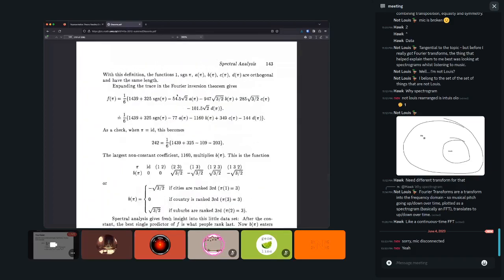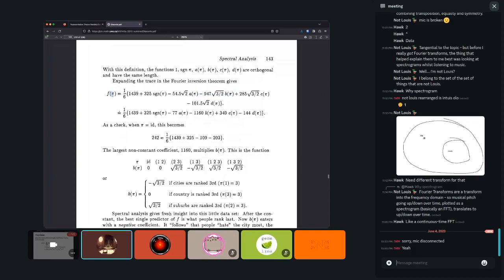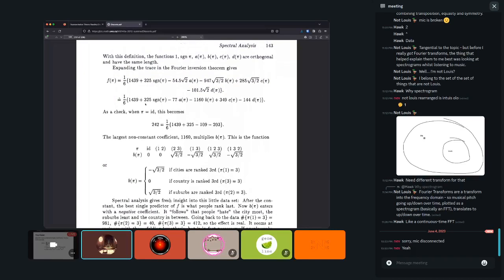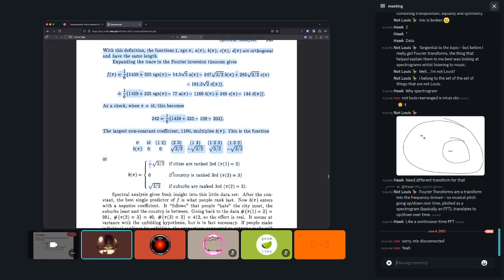Okay, can you see this? Yeah. So this is what he has, and it's basically like this for f of pi, it's this whole sum. I suppose the way to interpret this is, if the country is ranked third, then this B is 0, and the dominant contribution of everything is just the mean. Everything else is like plus 325 this, minus 285 that.